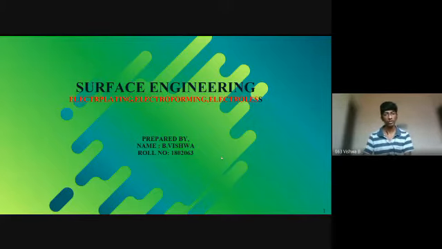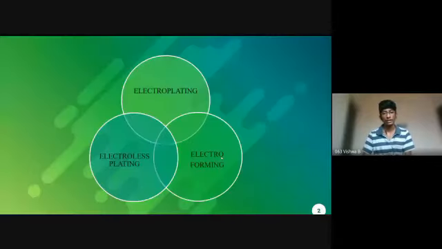Surface coating is done to enhance the product life cycle cost and its durability, and its resistance to foreign particles. In surface coatings there are many types, but we only have to see three methods: electroplating, electroless plating, and electroforming.